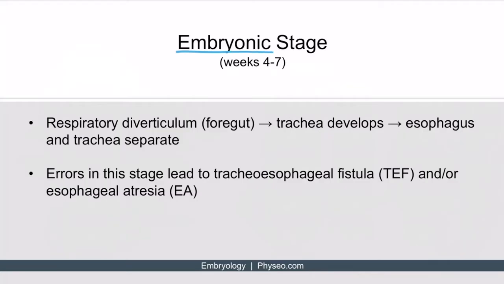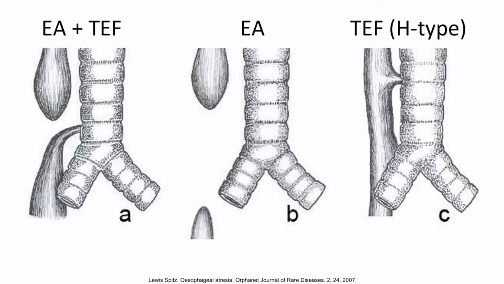Now in the embryonic stage, if there are errors, this can lead to tracheoesophageal fistulas, a TEF, and or esophageal atresia, EA. This image depicts tracheoesophageal fistulas, esophageal atresias, and a combination of the two. Now, esophageal atresia is when the esophagus ends in a blind pouch, as pictured here. It's just this blind pouch. Or you can have just an esophageal atresia, or there can be a tracheoesophageal fistula, which is a connection between the two. This would be called H-type because it forms the shape of an H.